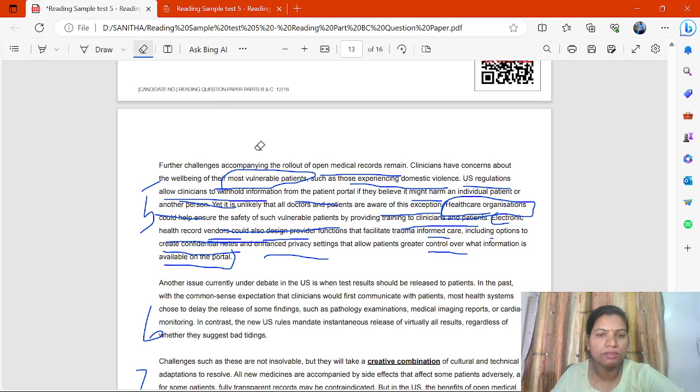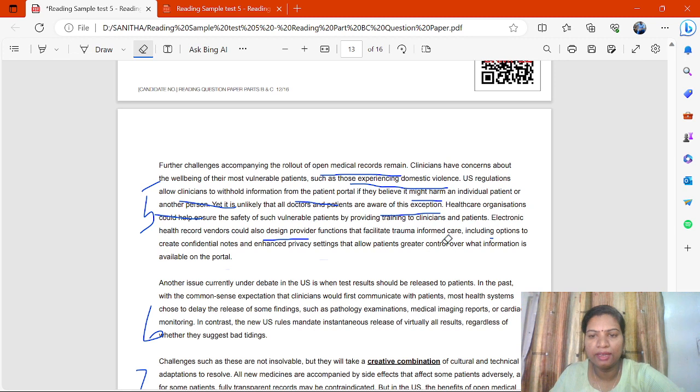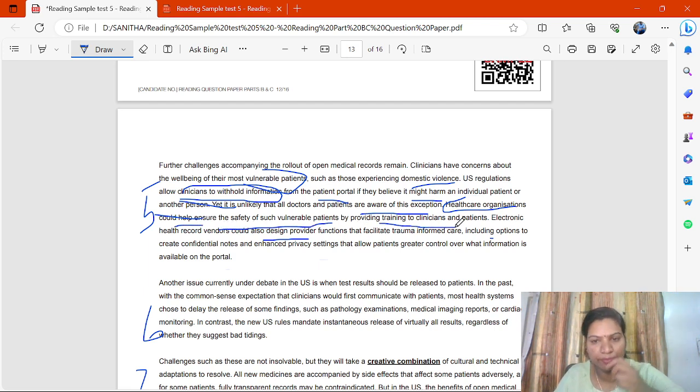See here, vulnerable patients. Those who experienced domestic violence: regulations allow clinicians to withhold information from the patient portal. Clinician means doctors. If they believe it might harm an individual patient or another person. Yes, it is unlikely that all doctors and patients are aware of this exception. Healthcare organizations could help ensure the safety of such vulnerable patients by providing training to clinicians and patients.